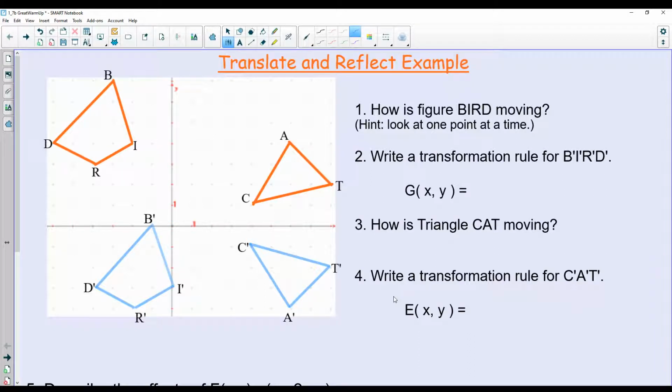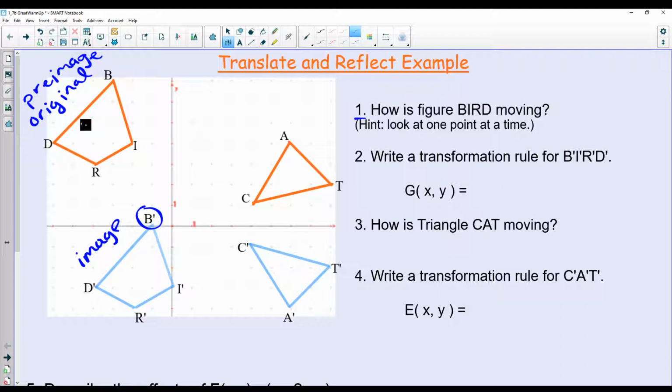Okay, we're gonna look at a translate and a reflect example today. So number one, how is figure bird moving? If we look at bird here, this quadrilateral, we know this is the original shape. Okay, so that is the pre-image. And this is the new shape. So this is the image. I know that because it has this B prime. So that is a new position of B.